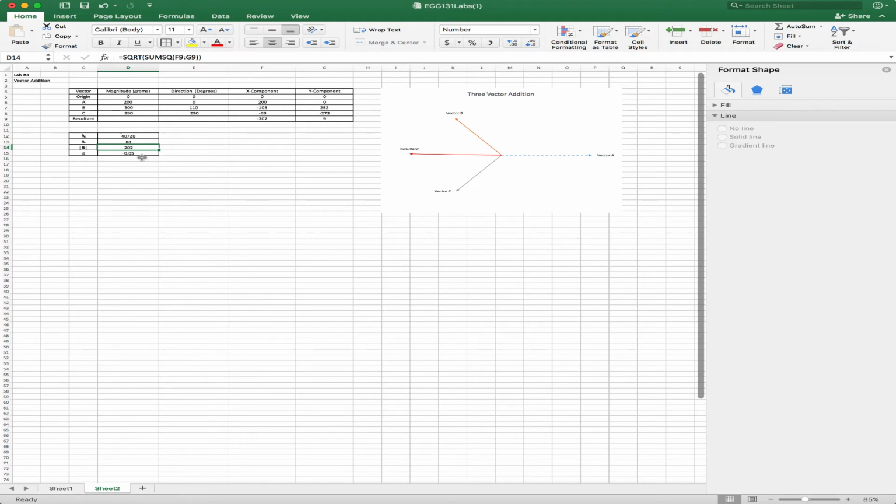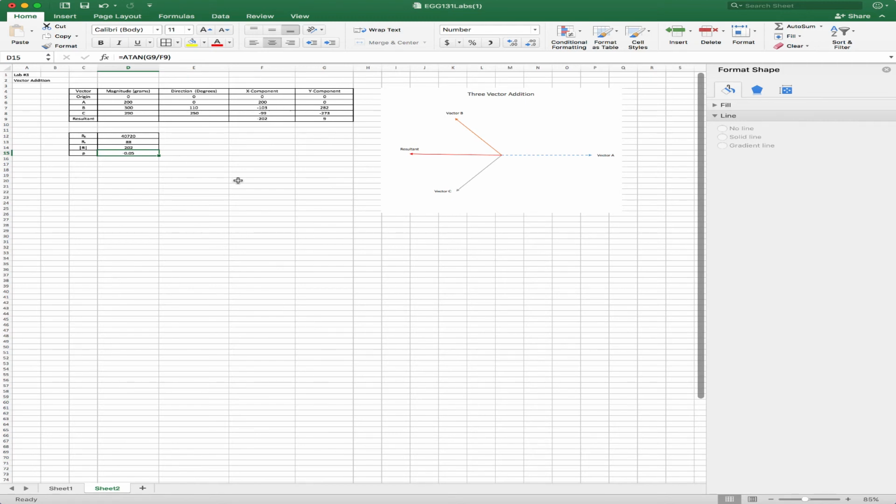And then the final term to give us our angle, I take the arctangent, which is the same as the inverse tangent of the y component divided by the x component, 9 over 202, and I get the angle associated with this value.